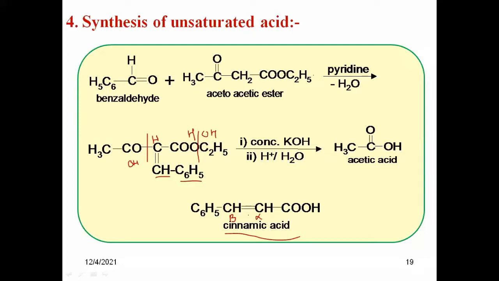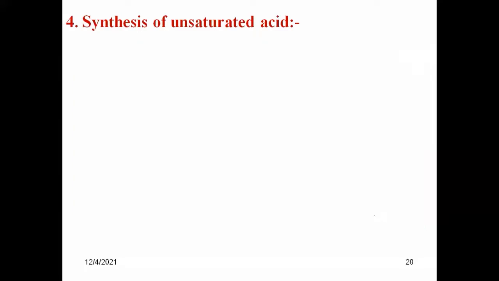Okay, and the byproduct is the same, ethanol, and thus we have synthesized an unsaturated carboxylic acid by using acetoacetic ester. Acetoacetic ester is first condensed with benzaldehyde in the presence of pyridine. We get the condensed product. Now that condensed product further reacts with concentrated KOH followed by acid hydrolysis. The same type of ketonic hydrolysis occurs. We get a mixture of acetic acid and cinnamic acid, and ethanol is the byproduct. Let us see one more example.